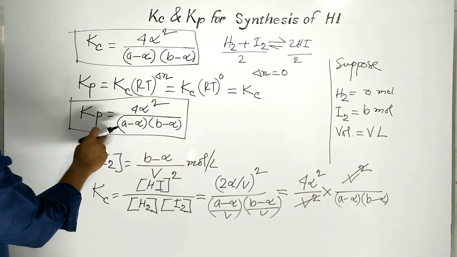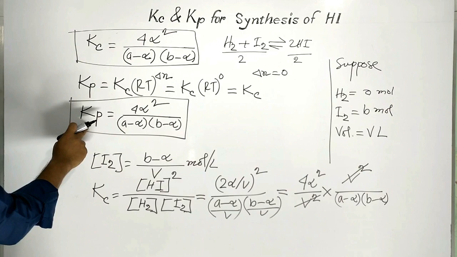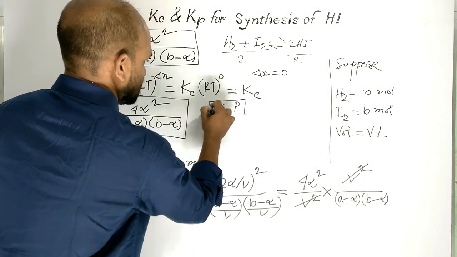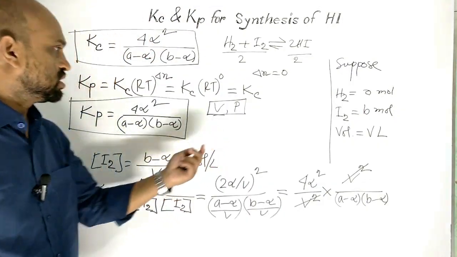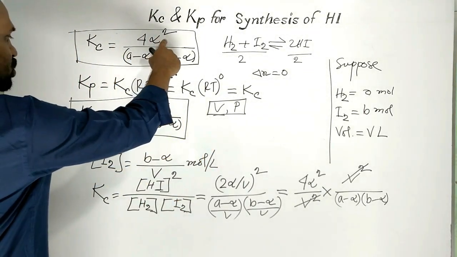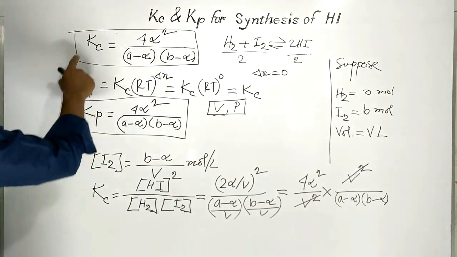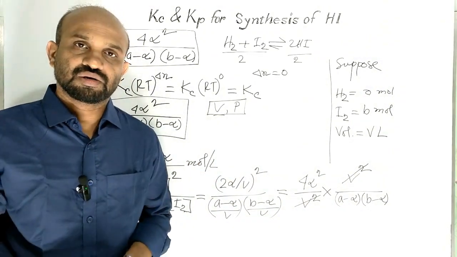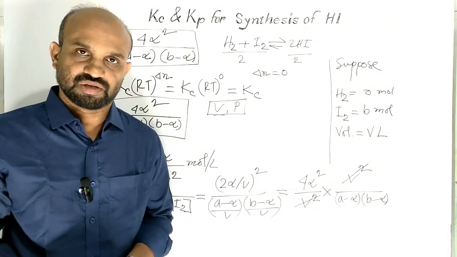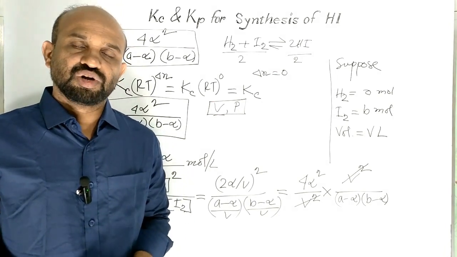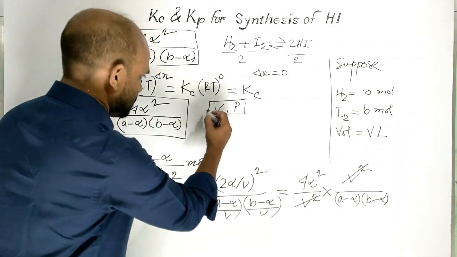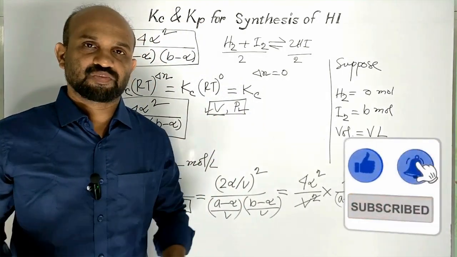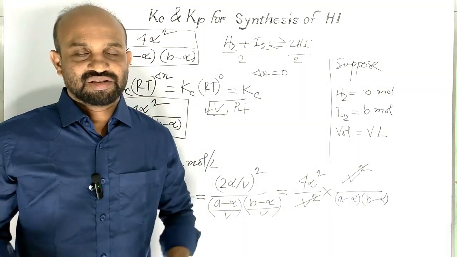We see here that Kc and Kp are not related to volume and pressure. That is, there is no term of volume and pressure in these equations. That is why Kc and Kp are not dependent on volume and pressure. Kc and Kp will not be changed even if volume and pressure are changed. This is the significance of Kc and Kp. That's all for today, thank you very much.